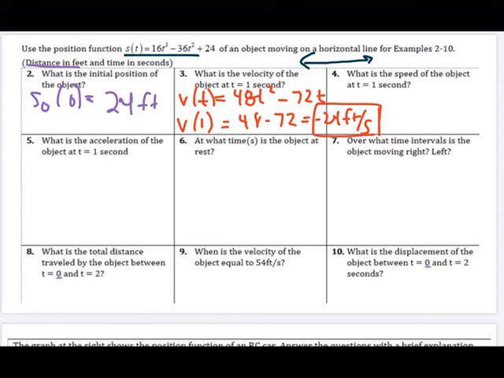I do want to see that you found the velocity function as a function in terms of time before you actually take the step to substitute in the 1 value. I want to see both of those pieces of information.